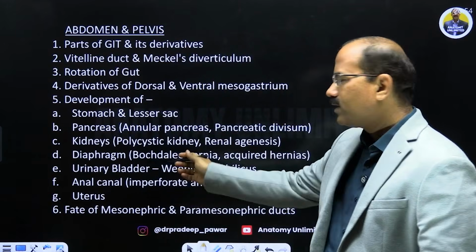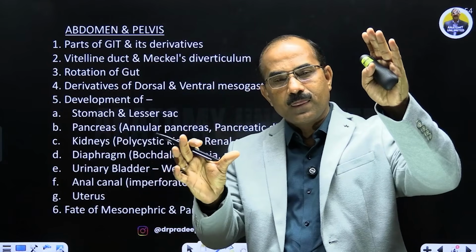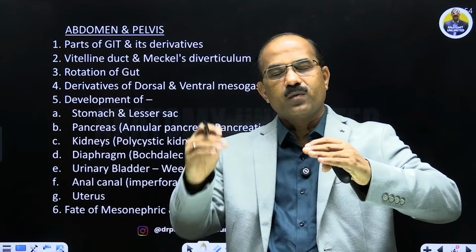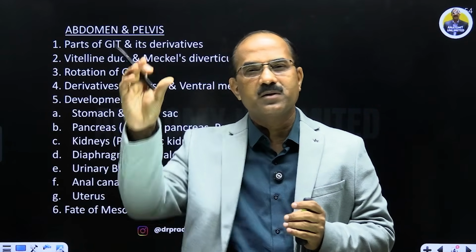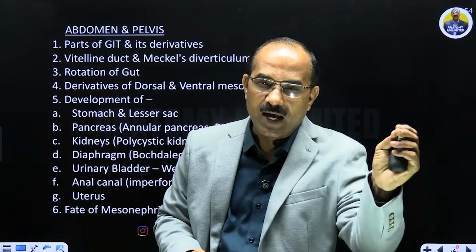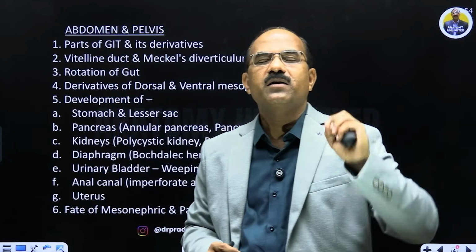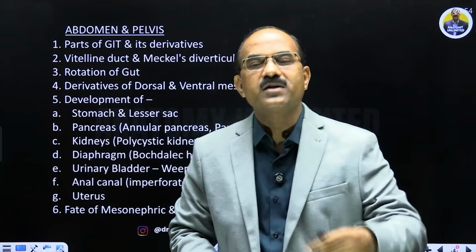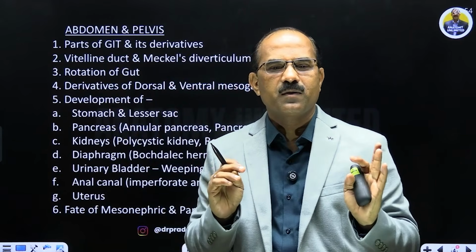Fine. Then development of urinary bladder, how the urinary bladder is derived, what is hindgut, what is cloaca, what is urorectal septum, urogenital sinus, and definitive rectum and anal canal. Urogenital sinus forms the bladder and the urethra. And what is allantois, how it communicates with the umbilicus. What is median umbilical ligament, what is a weeping umbilicus or the urinary fistula. All these things are very important.